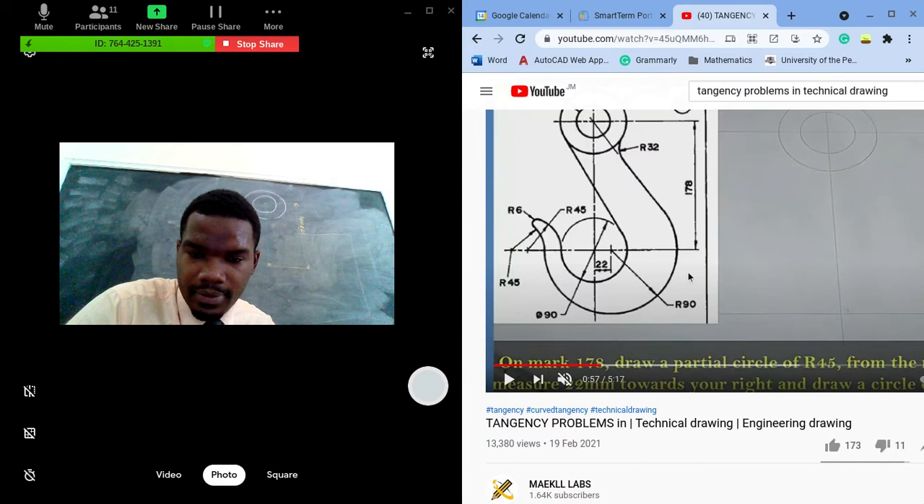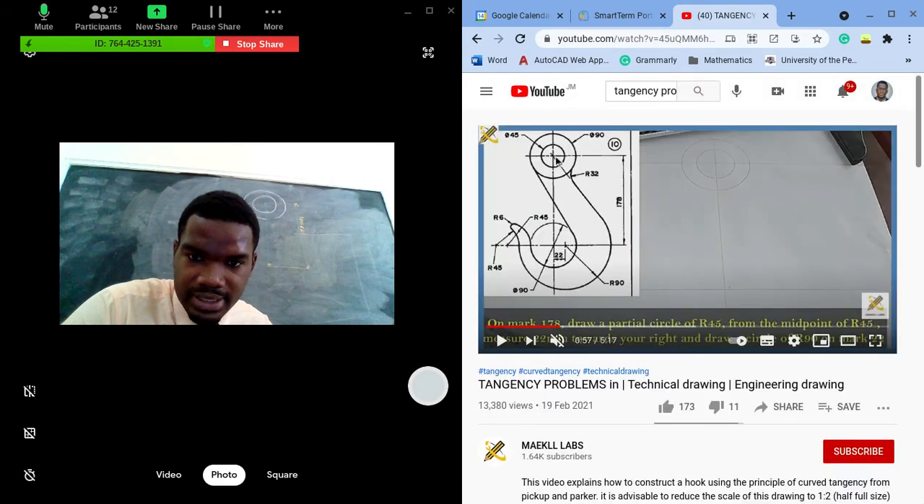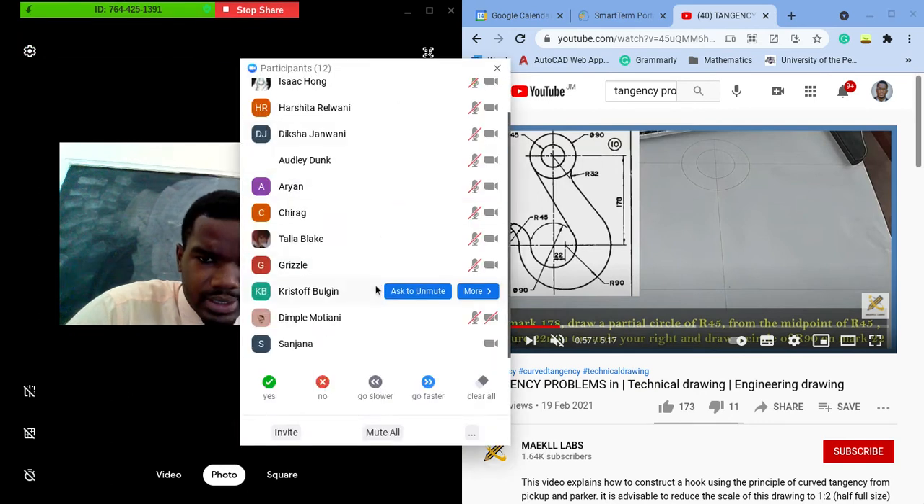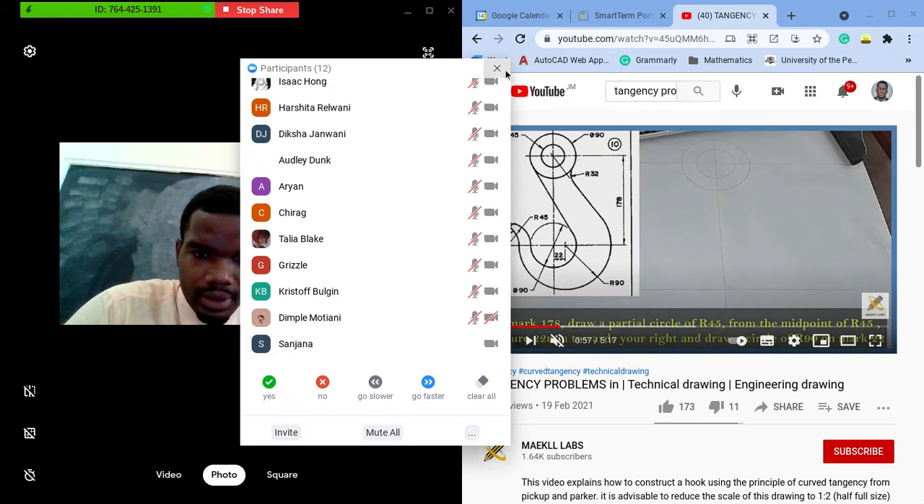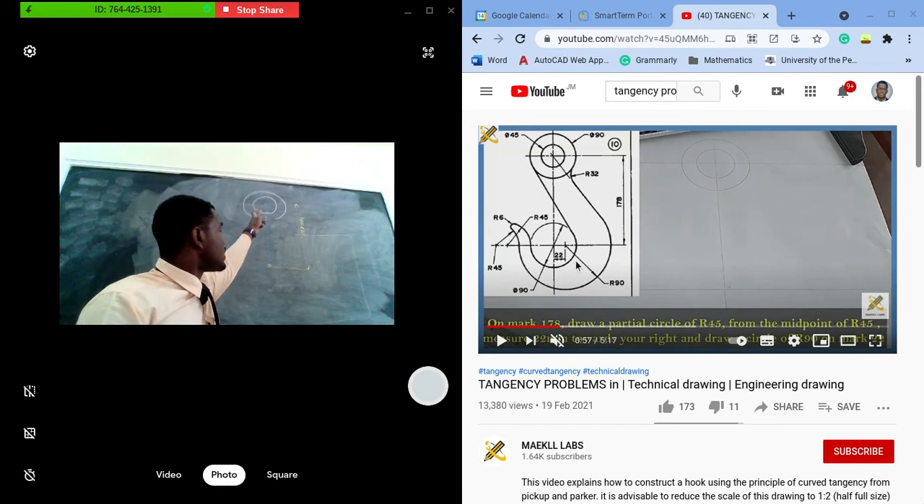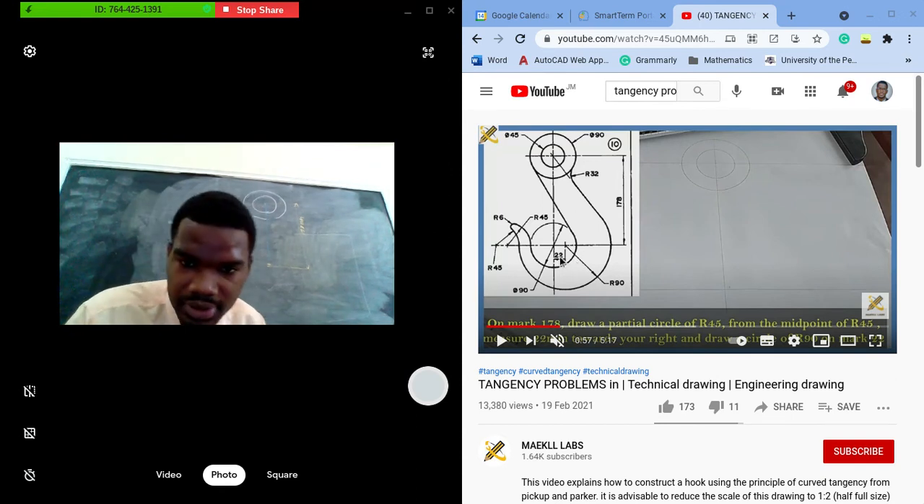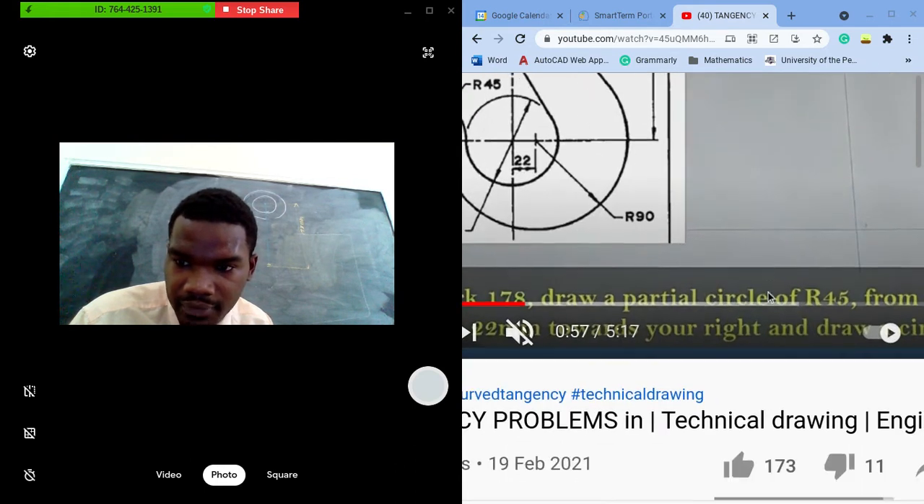Right, so it says, on mark 178, which is the distance from this center point going downwards. Welcome back, Sanjana. So it says on mark 178, the total distance to the next center point, which is right here, you're gonna draw a partial circle of radius 45.